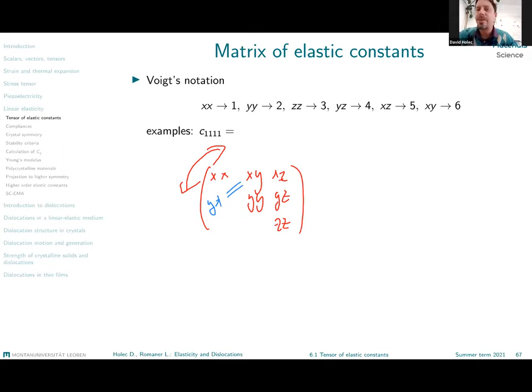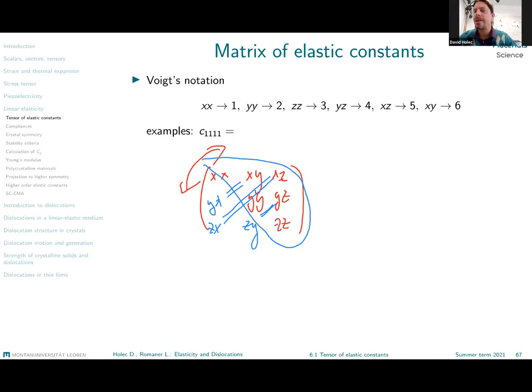And down here we would have ZX, which is the same thing as XZ. And here we should have ZY, which is identical to YZ. Then in order to fully define this symmetrical tensor, we do not need to provide 9 numbers, but only 6 numbers. And those numbers are here.